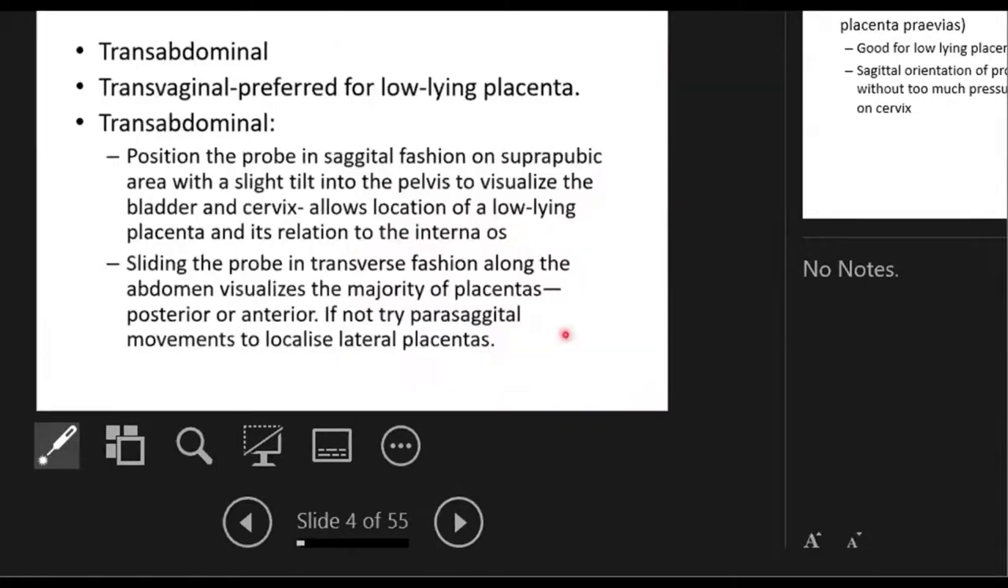So what are the different techniques that can be used to assess the placenta? We said transabdominal, and transvaginal is the standard approach if the placenta is low lying. For the technique of assessing the placenta transabdominally, you have to place the probe in the suprapubic region, in the sagittal section. And you dip the upper edge of your probe so that you examine the inside of the pelvis.